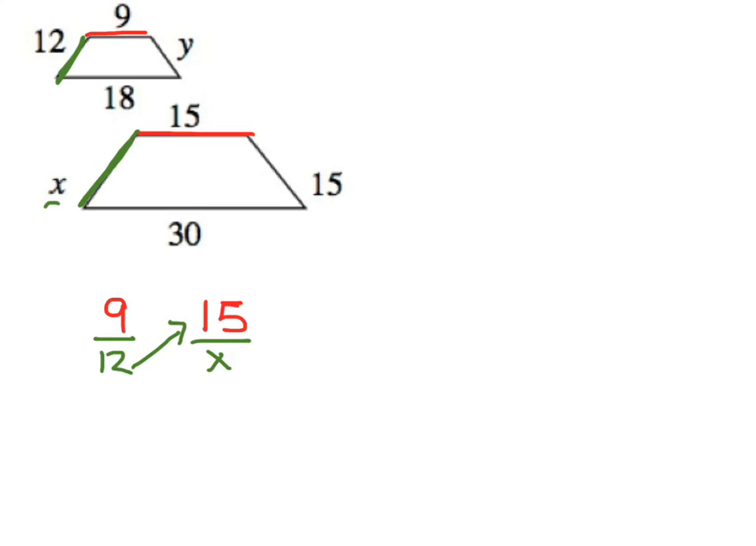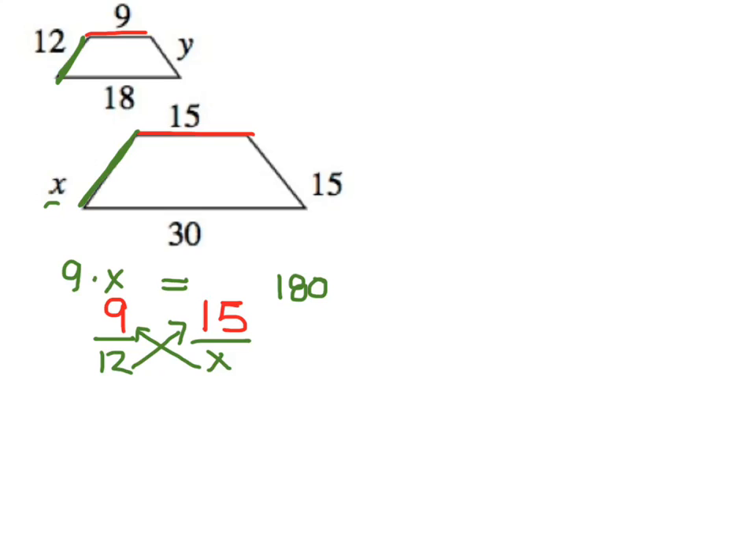12 times 15 would be 150 plus 30. It's 180. Heavens to Betsy. 180. And here, x times 9. I'm going to write it as 9 times x. Let me use a little dot here instead. Right? 9 times x. And these two things should be equal, right?